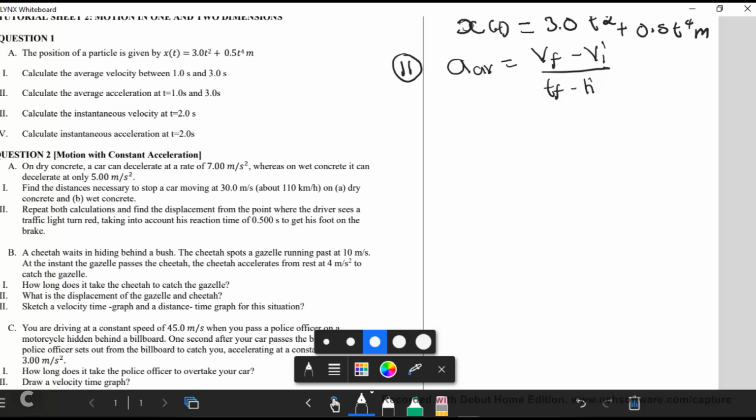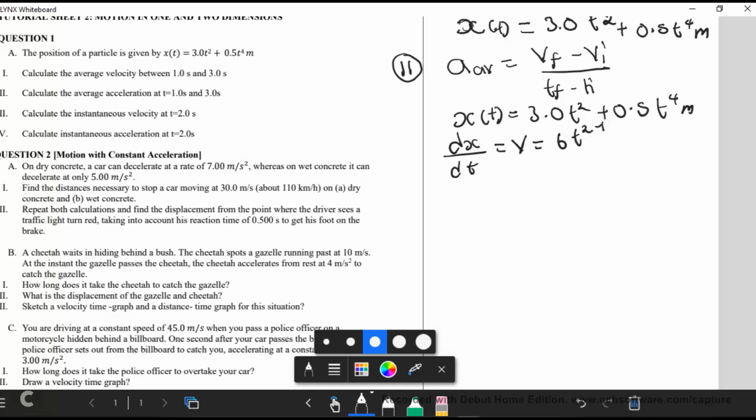So what are you supposed to do in this situation? Remember that the one that you've been given is displacement, meaning that you have to differentiate this equation to get velocity. So how are you going to do that one? So differentiate this equation to velocity so that we can have the velocity. So meaning it will be dx over dt, right? dx over dt is just the same as velocity. So it means this one times this one to give us 6t^(2-1) plus 0.